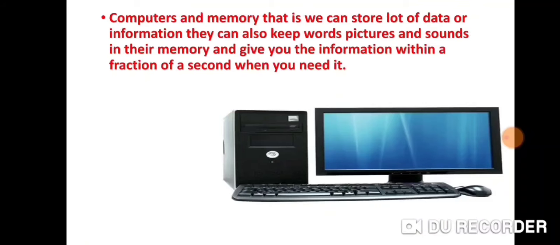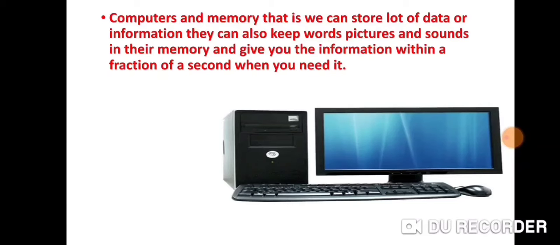Now, students, have you thought what the uses of a computer are? What can we do on a computer? Correct. We can play games, get information via the internet, do our calculations, and many other things. Computers and memory: we can store a lot of data or information. They can also keep words, pictures, and sounds in the memory and give you the information within a fraction of a second when you need it. So, in the computer, there is something called a memory that keeps all the information that we require. As you store all the information you learn in your brain, the same way a computer has a CPU where it stores all its data and information. It also has pictures stored in it.